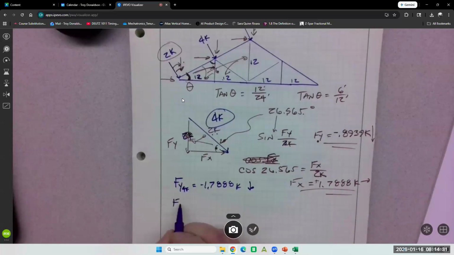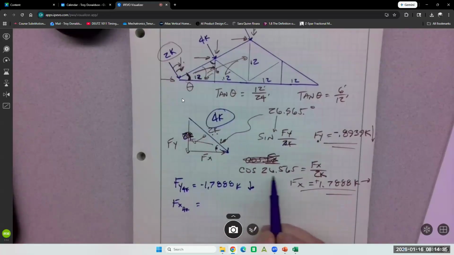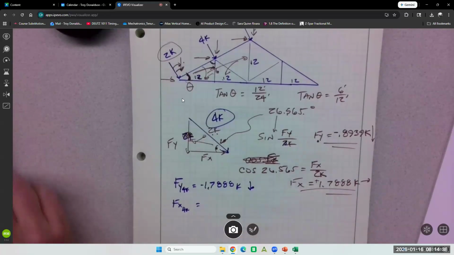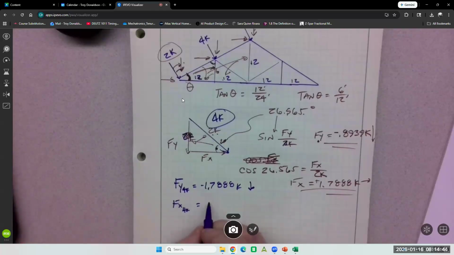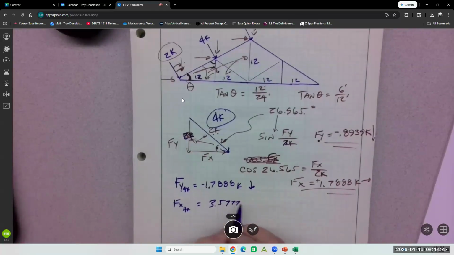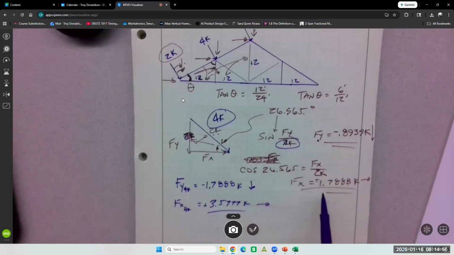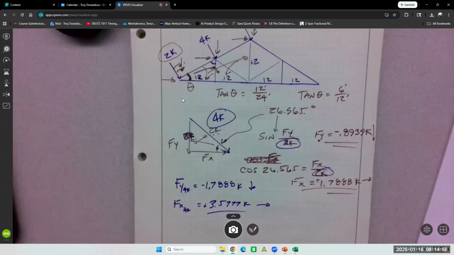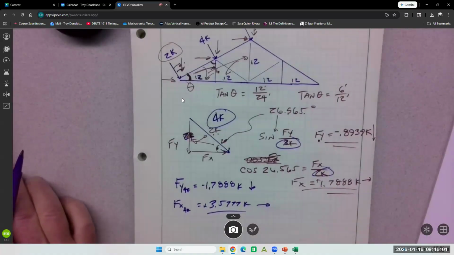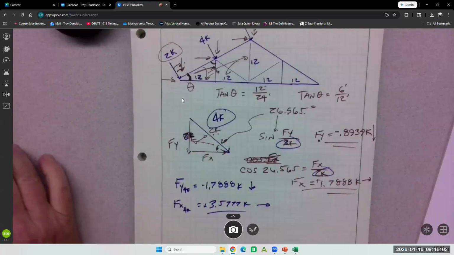And then Fx of the 4K is going to be cosine 26.565 times the 4K. 3.5777K. And that is positive to the right. So we just sub in that 4K for the equation down below, right? New hypotenuse. It's good? Looks good. All right.